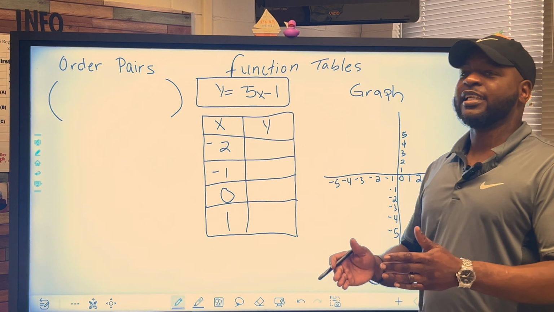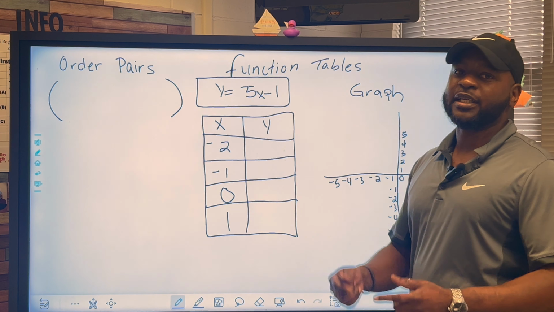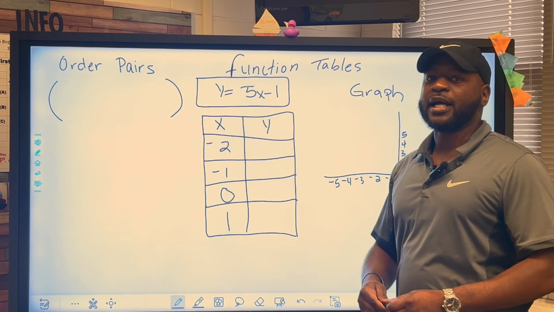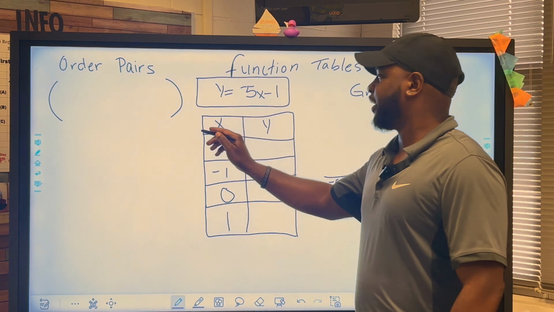So the first thing I would like to do is start off with my function. My function is basically my input, which is x, and my output, which is y. So x is going to be input. Y, that's going to be my output. Okay, so the first thing we want to do is input our numbers into the function, right? So we want to figure out basically what is y.